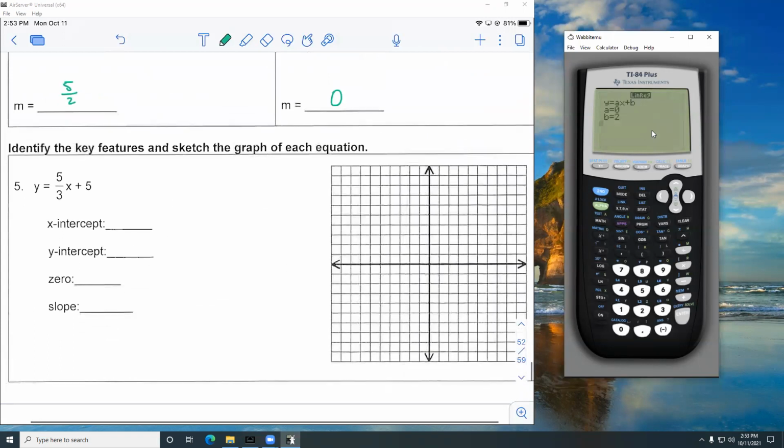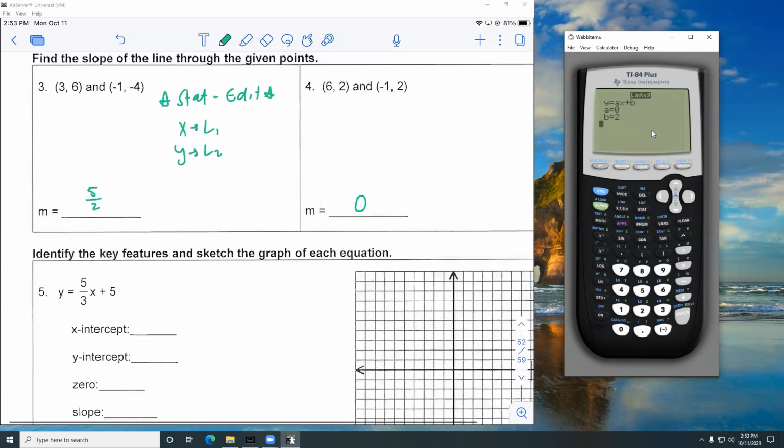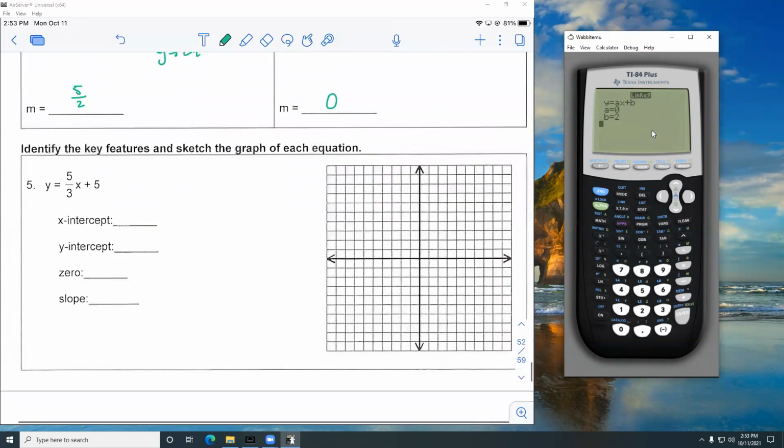All right, so that's for stat edit. So that's what I'm going to write right here. Here's what we did: we did stat edit, and your x's go in L1 and your y's go in L2. All right, number 5.